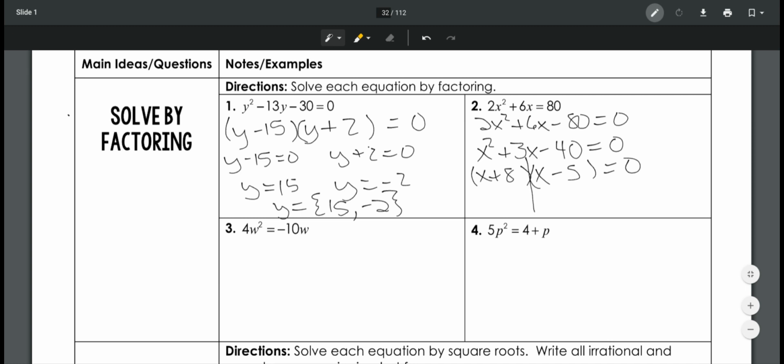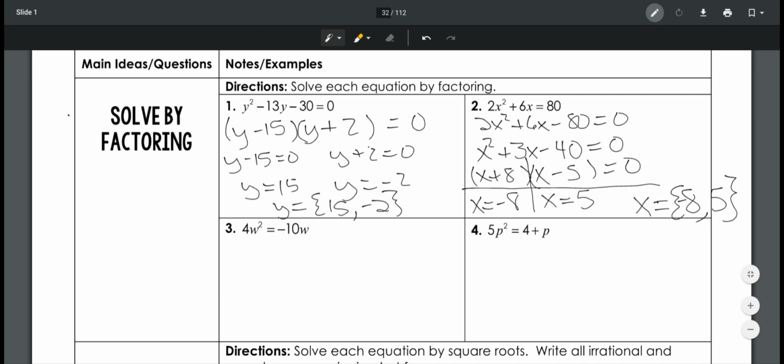And then I'm going to set both of those factors equal to 0, which means I get x equals negative 8 here. I pull that positive 8 out as the opposite, because if I plug negative 8 back in, that's negative 8 plus 8, which equals 0. And here I get x equals positive 5. So my two answers are negative 8 and positive 5. Make sure that you plug those in and validate that they are the correct answers, that they make the left side equal to 80 in the original problem.